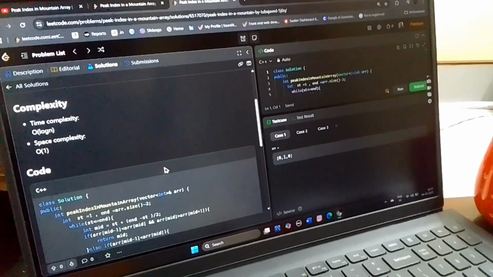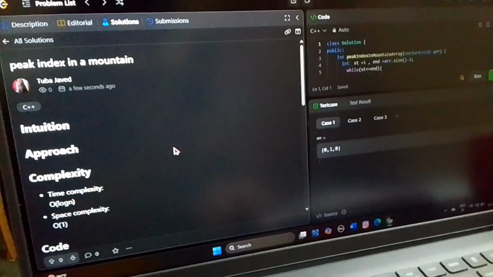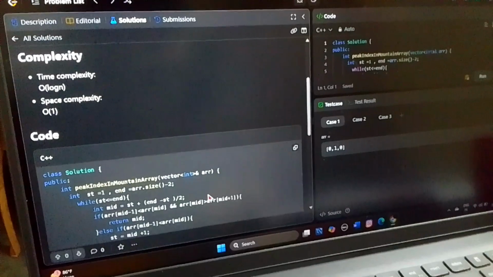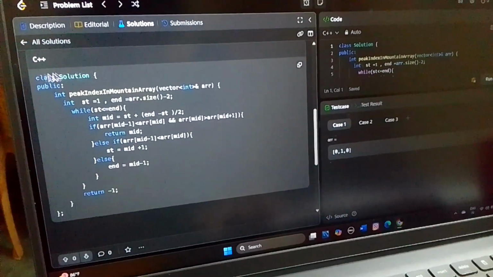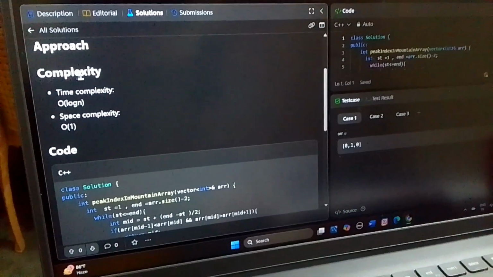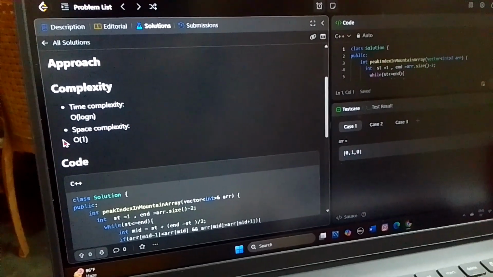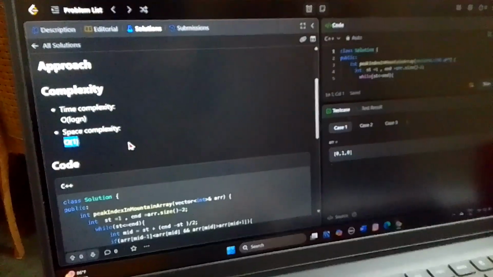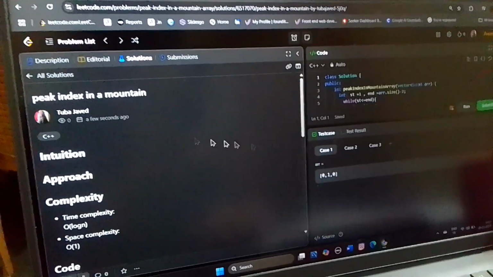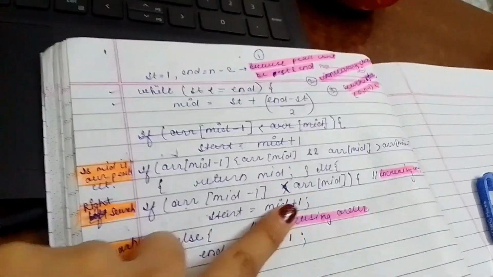I don't know why, whenever I solve any question on LeetCode, I never forget to upload it. I love to upload every question which I solve on this platform. So here's my code. The time complexity of this question is O of log n and the space complexity is constant, that means O of 1. So here I end my vlog. And one more thing, I always revise my notes whenever I complete a question.